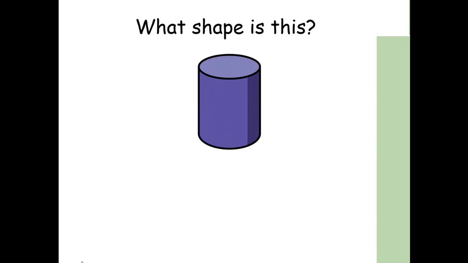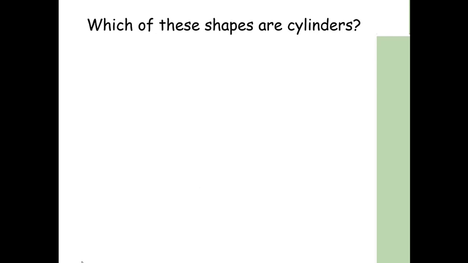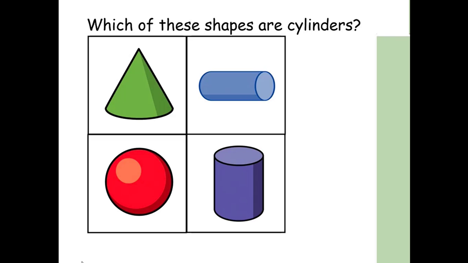Now let's take a look at this. What shape is this? We see this a lot in the kitchen. It looks like a tin of beans perhaps. But what we call this shape is a cylinder. Can you say cylinder? Again, this time I want you to see if you can pick out which of these shapes are cylinders. Pause here and have a think.